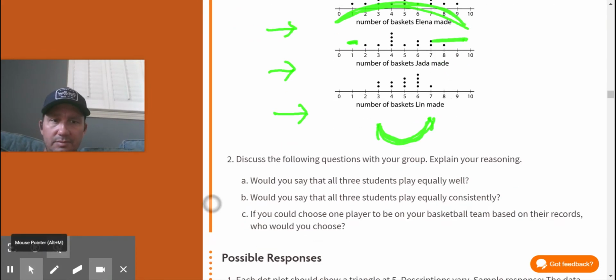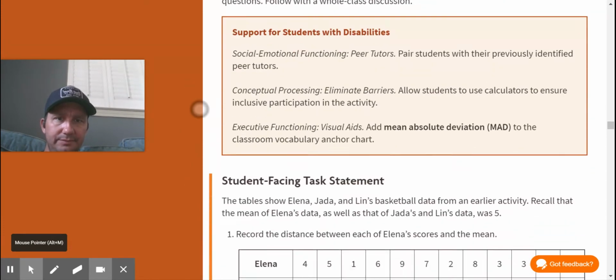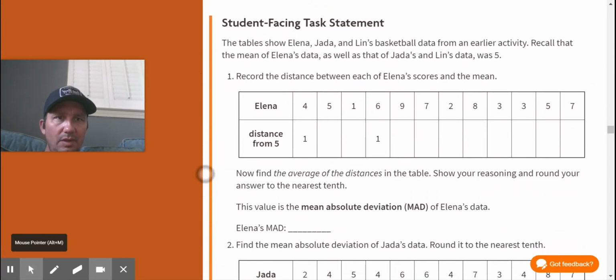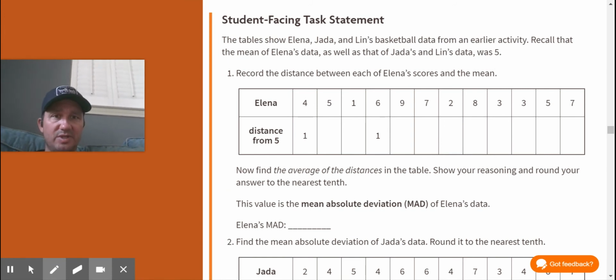Okay, so moving down, we're going to look at this information right here. It says, recall that the mean of Elena's data as well as that of Jada's and Lynn's data was 5. So all of them had the same mean. They all averaged 5. So what we want to do is find the distance from 5 for each of these.